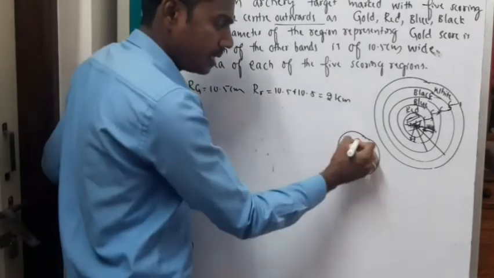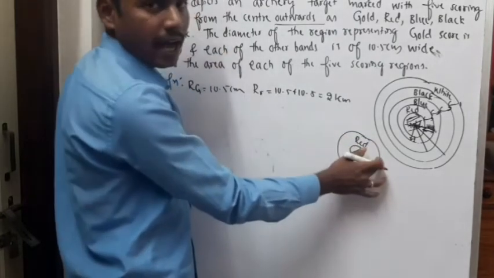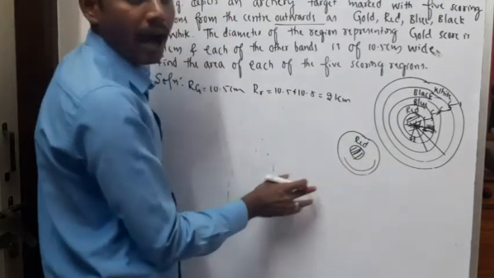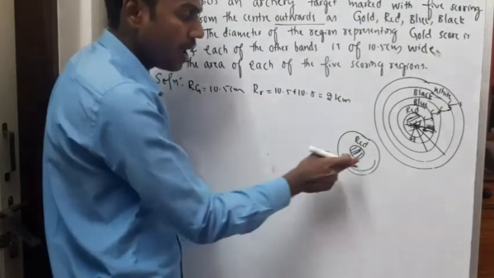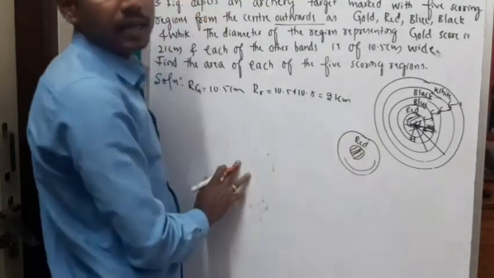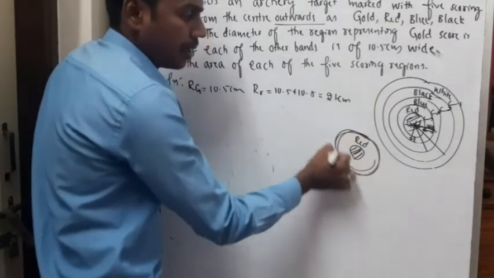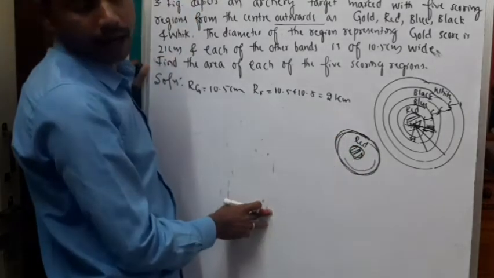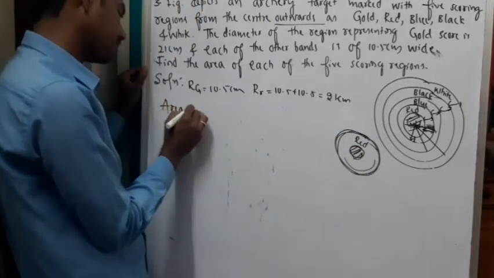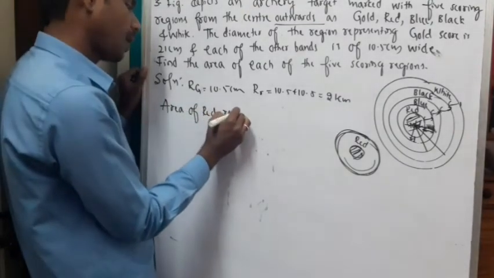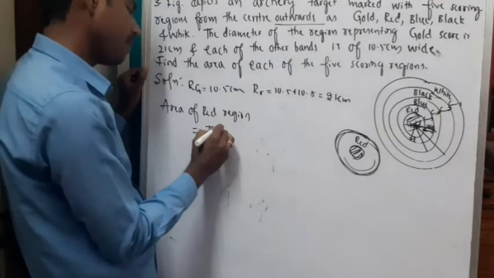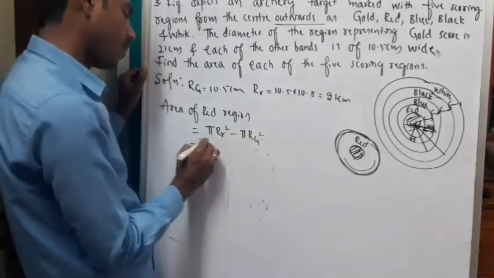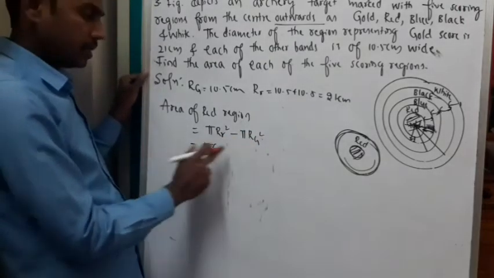Since it is the red region, first I'll find the entire area using π Rr², minus π Rg², which will give me the area of the red region. So the total area of the red region minus the area of the gold region will give me only the area of the red region. So the area of the red region is equal to π Rr² minus π Rg². So π will remain outside since it is common.